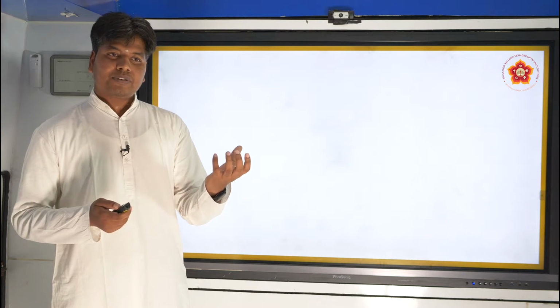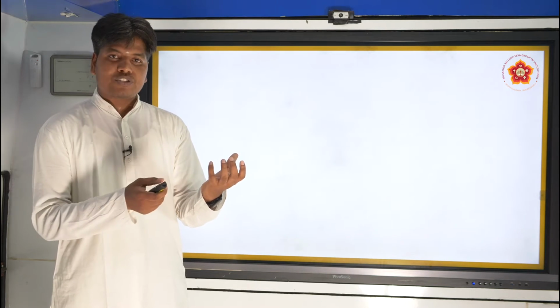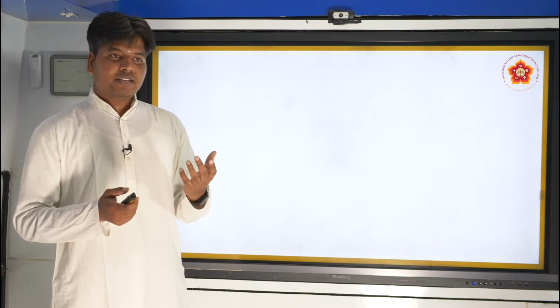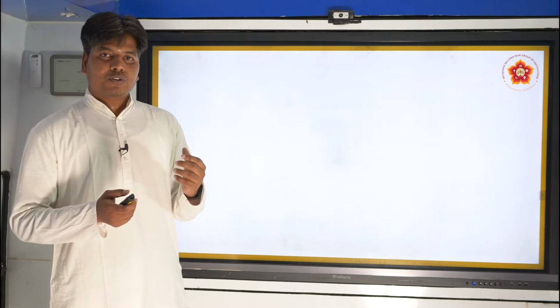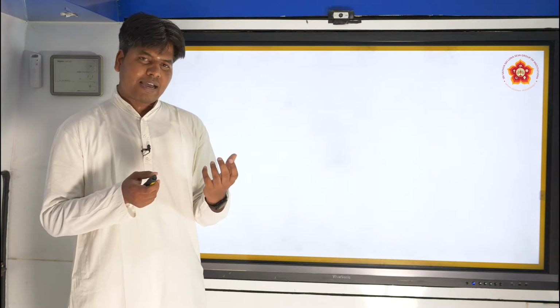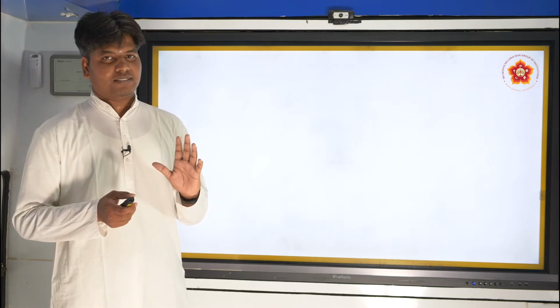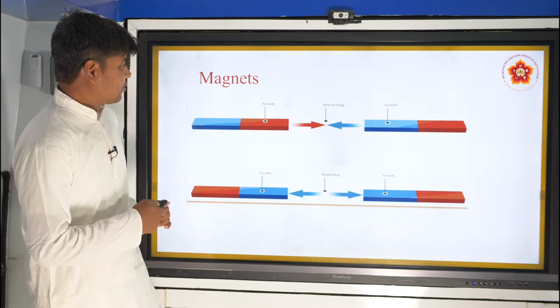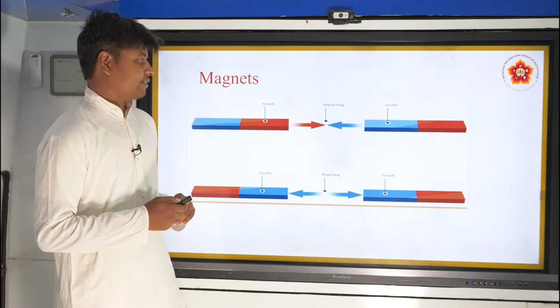When you keep a compass on your hand and bring a bar magnet next to it, it goes crazy, it points in some other direction. So we got to know that this magnet is doing something to the compass, right? Now let us study about the magnets.